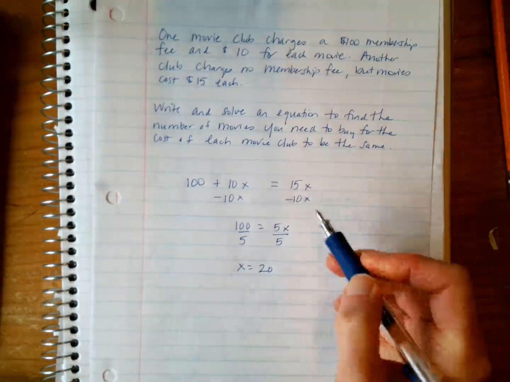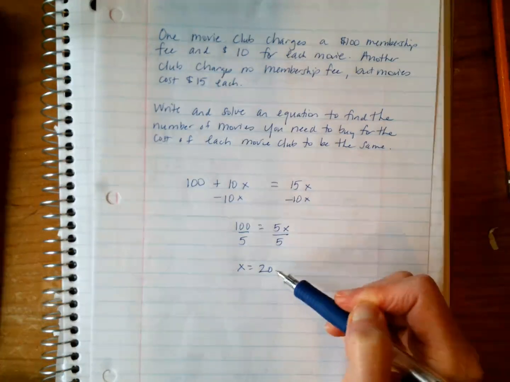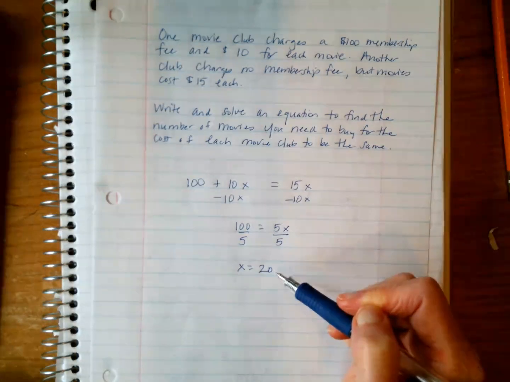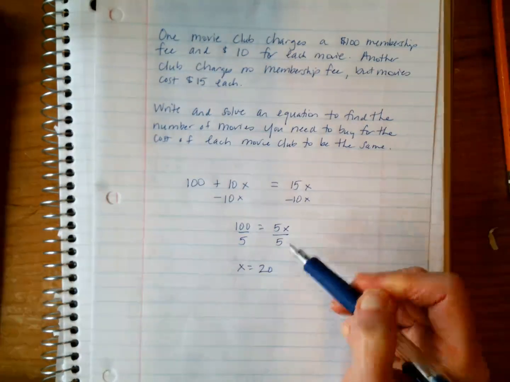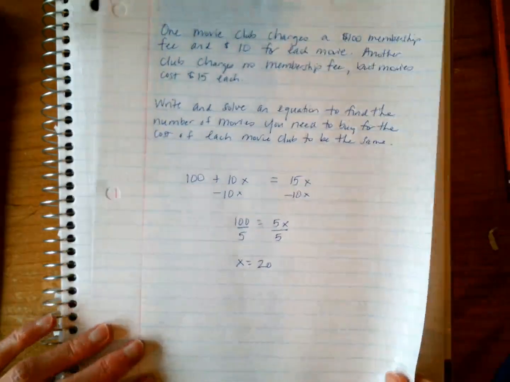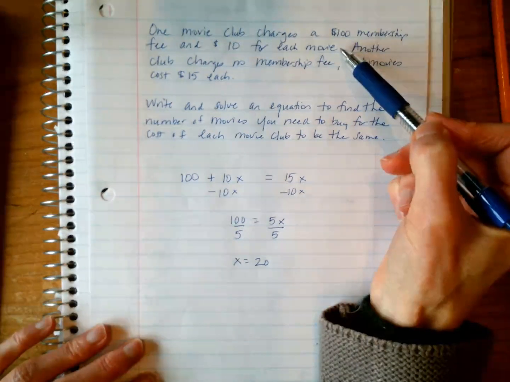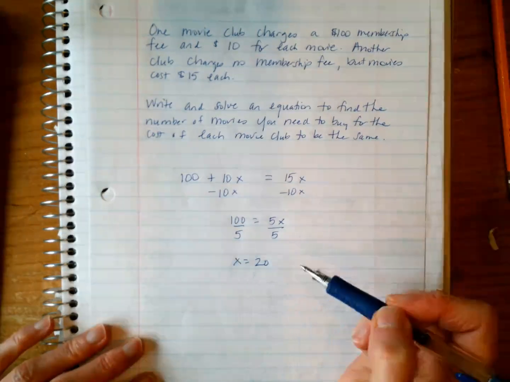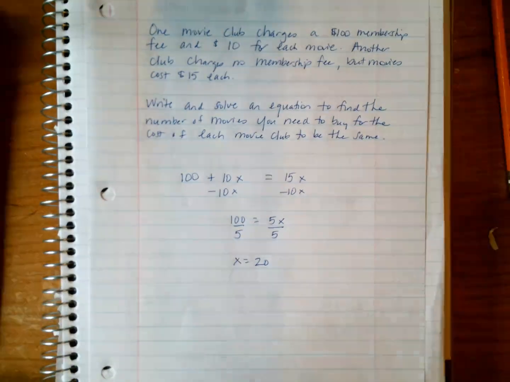So if you go back and you think about what this x means, it represents the number of movies you would have to rent to make the situation equitable, where it wouldn't matter if you were choosing membership for movie club number 1 or movie club number 2. As long as you rented 20 movies, they would both be equal.